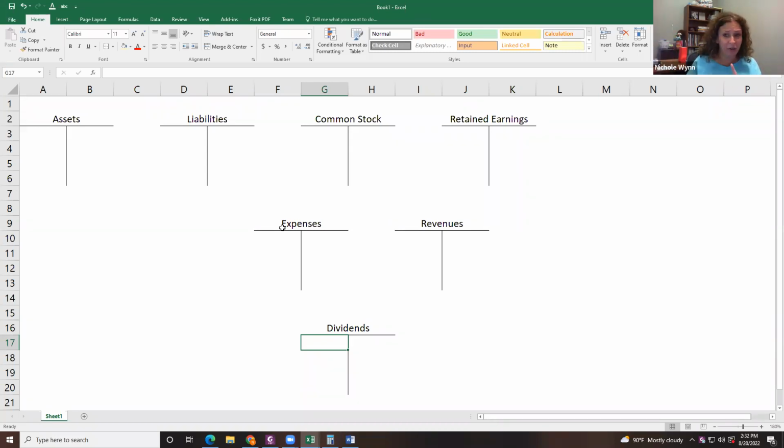So in every T account, the word debit means left. Debit means left and credit means right. And so basically, this is the debit side and this is the credit side. And that's the case on every single T account.